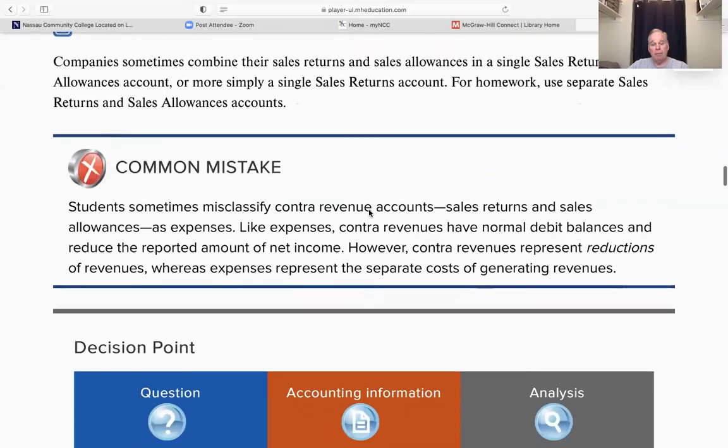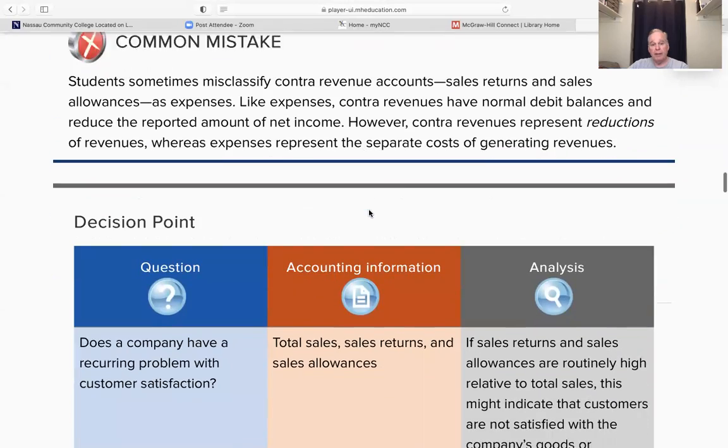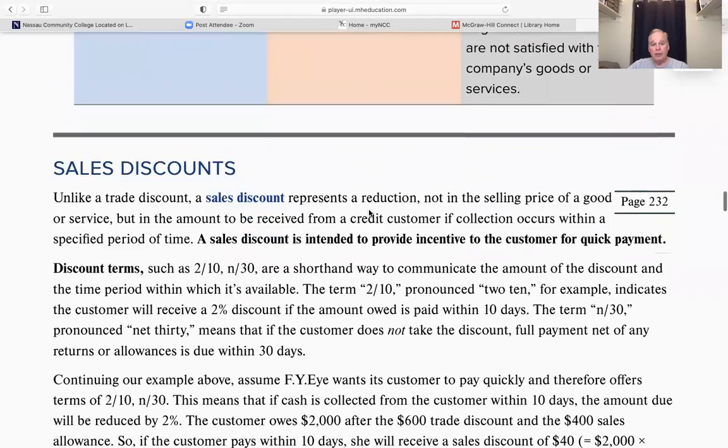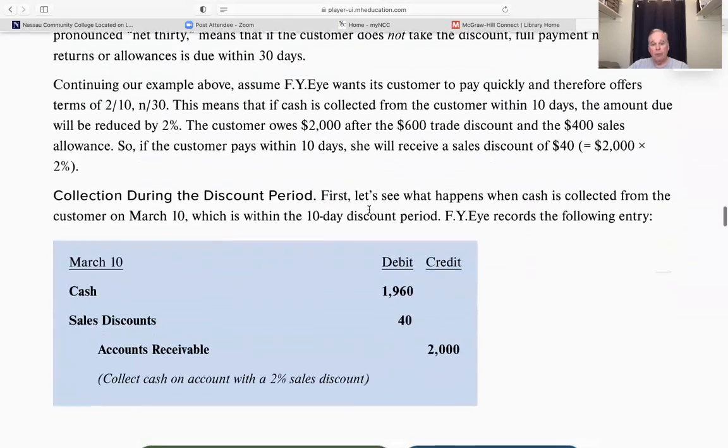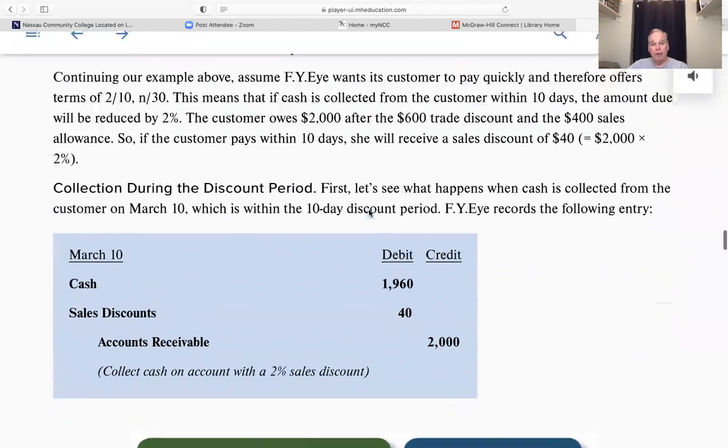If the patient can pay by March 10th, the patient can take 2% off the amount owed. What was the amount owed? Well, it was $2,400 minus the $400 allowance. It's $2,000 now. $2,000 times 2% is $40. That's the amount at a discount. So the patient only has to pay the doctor $1,960 instead of $2,000. Patient gets to save $40.